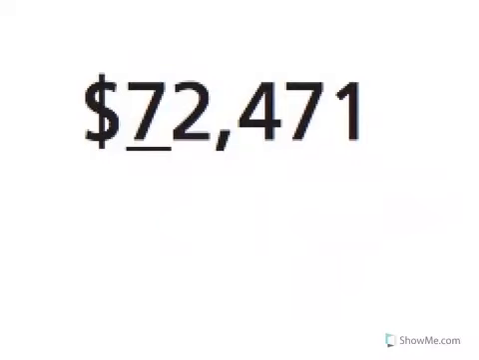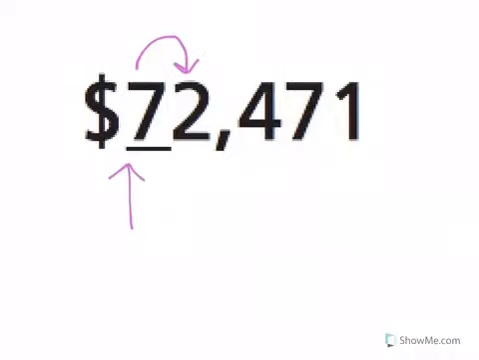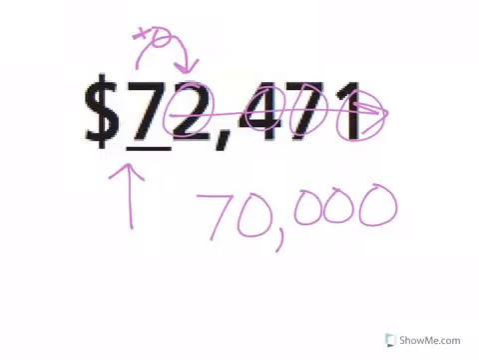In this one, we have $72,471. Now I'm talking about money. Nothing changes. I still draw an arrow to the digit to the right, except this time it's a 2. If it is less than 5, you don't add anything. So I always say just add 0, which is nothing. So, again, I'm adding 0. And so that's going to be 7. Everything else becomes a 0. So I have 70,000. I have rounded to the 10,000s place value.